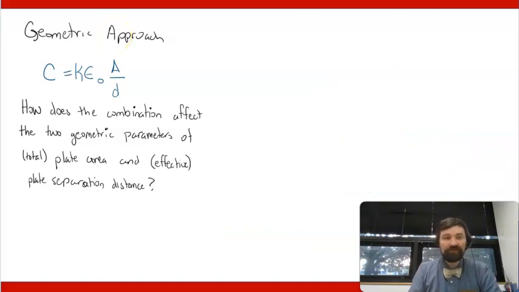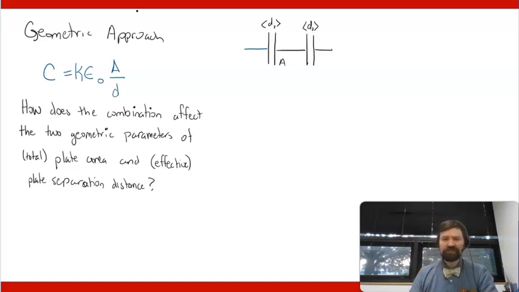Okay, what about if we put them in series? So if I put the two in series, what does that do? So I've got here one set of plates, and so this has some distance separating them. They also have some plate area. Let's say I have another one with the same plate area and maybe a different distance separating them. Maybe it's even the same distance, just to make life easier for the sake of illustration.